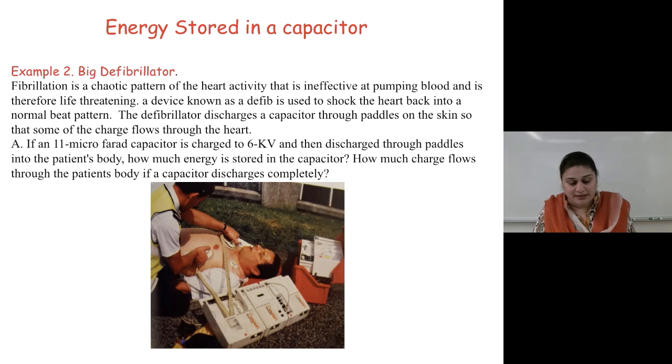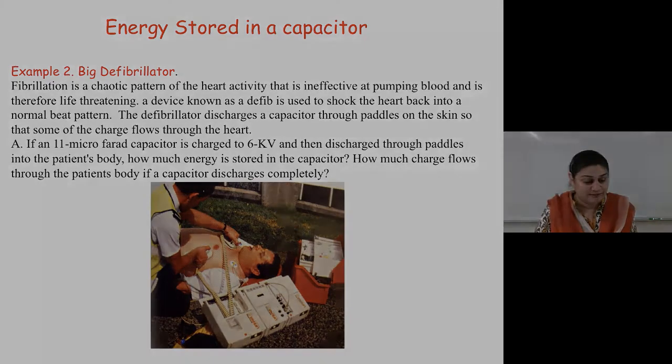Now let's talk a little bit about energy stored in a capacitor. Fibrillation is a chaotic pattern of heart activity that is ineffective at pumping blood and therefore life-threatening. A device known as a defibrillator is used to shock the heart back into a normal beat. The defibrillator discharges a capacitor through paddles on the skin, so some of the charge flows through the heart. If an 11 microfarad capacitor is charged to 6 kilovolts and then discharged through the paddles into the patient's body, how much energy is stored in the capacitor? How much charge flows through the patient's body if the capacitor discharges completely?